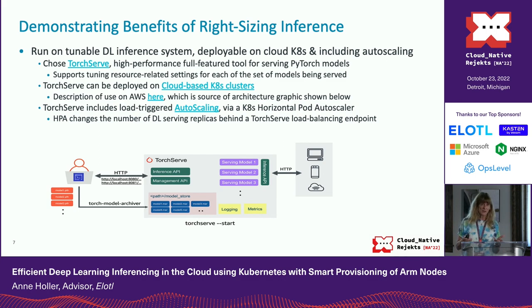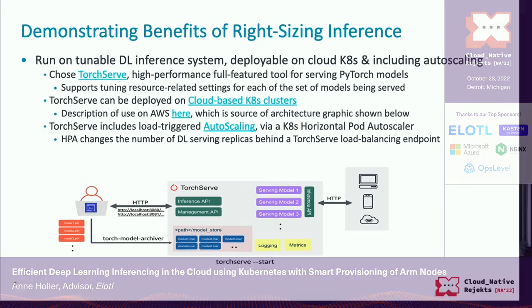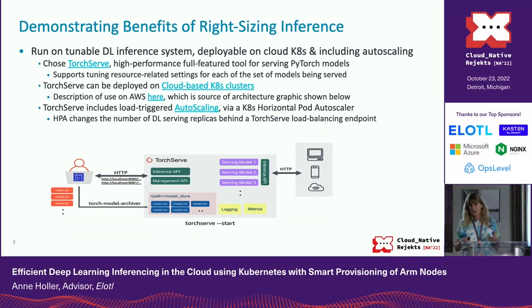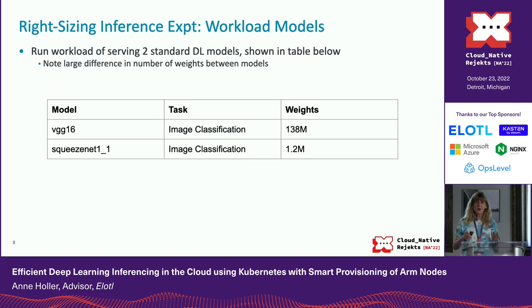It can be deployed on the cloud, so the picture at the bottom of the screen shows it being deployed on AWS. And it has a load-triggered auto-scaling system based on a Kubernetes horizontal pod autoscaler. That horizontal pod autoscaler adds and removes instances of TorchServe workers behind a load balancing front end of TorchServe. We wanted to show the benefits of our system by also demonstrating it working on two different models.